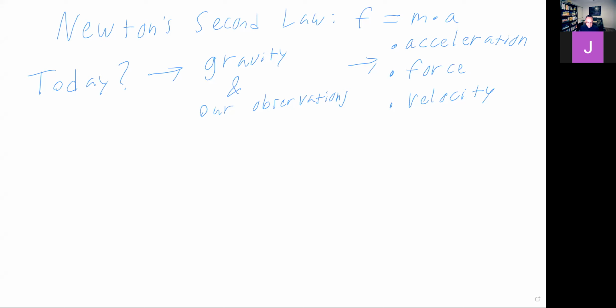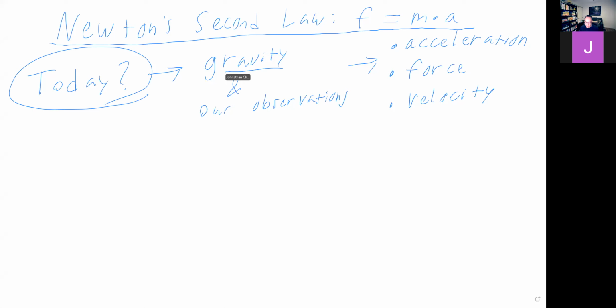Okay, so again, today we're really focusing on Newton's second law, which is also known as the F equals ma law. And what we're going to do today is make use of gravity and our own observations to learn about acceleration, force, and velocity, both academically, that is theoretically, and in practice in the real world. So in our own world. And so let's talk about how we're going to do that.